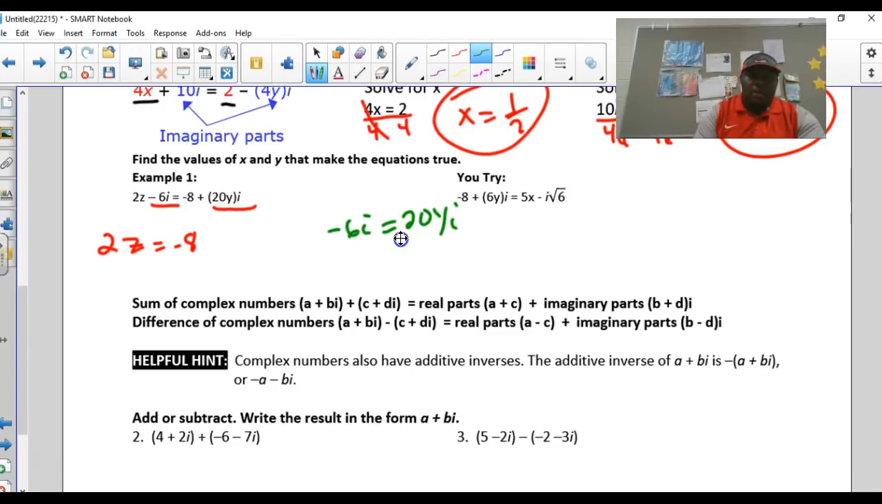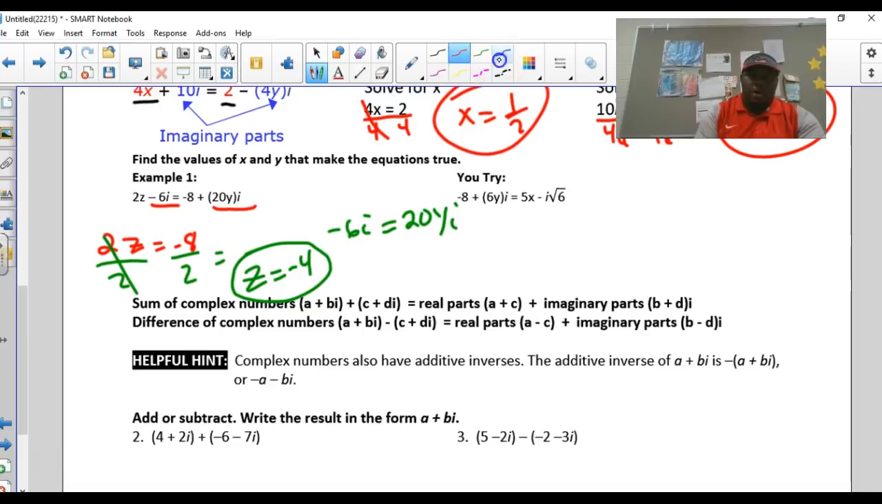The one thing I want to point out is don't forget that that's a negative 6i. That's a negative 8. I don't want you to forget those signs. Now, solve for the variable z. It says x and y here, but in this case, the variables are z and y. So solve for z. Divide by 2 on both sides. Cancel. So 2z equals negative 8, z equals negative 8 divided by 2, which is negative 4. There's the first real part.